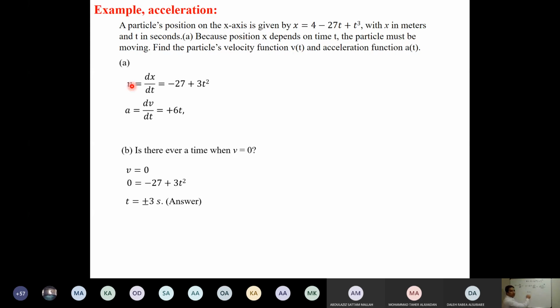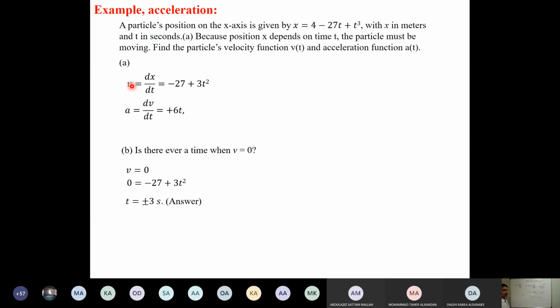V equal to minus 27 plus 3t squared. Since they are interested in time, I need to determine the value of time. Add 27 to both sides, and we get 3t squared equal to 27.